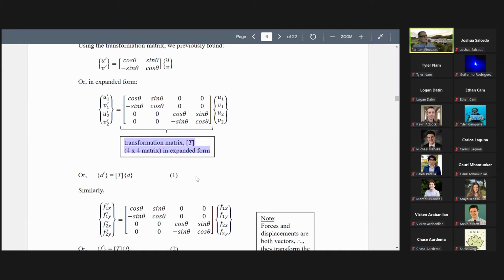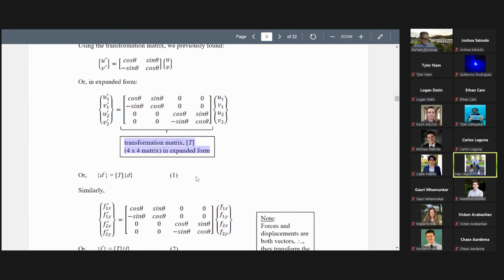Now, question for you. Forces are vectors or scalars? Vectors. You're right, because they need directions. Displacements are vectors or scalars? Vectors. Why vectors? They also need directions. Very good.